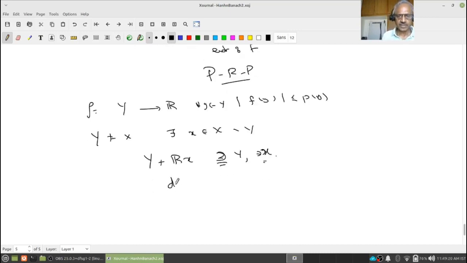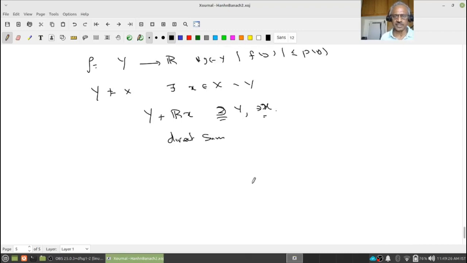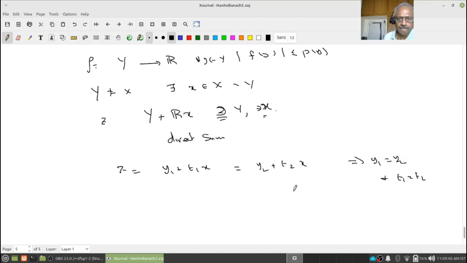Notice that this is a direct sum. In fact, when we did the algebraic version in the last session, I should have mentioned this is a direct sum. What does it mean? Suppose I have an element z, and I write it as y1 plus t1 x, which is also equal to y2 plus t2 x. I want to say y1 is y2 and t1 equals t2, because any element here is of the form some y plus t times x, and this expression is unique. That means y, an element of Y, must be unique and the scalar t must be unique. That's what we are claiming.